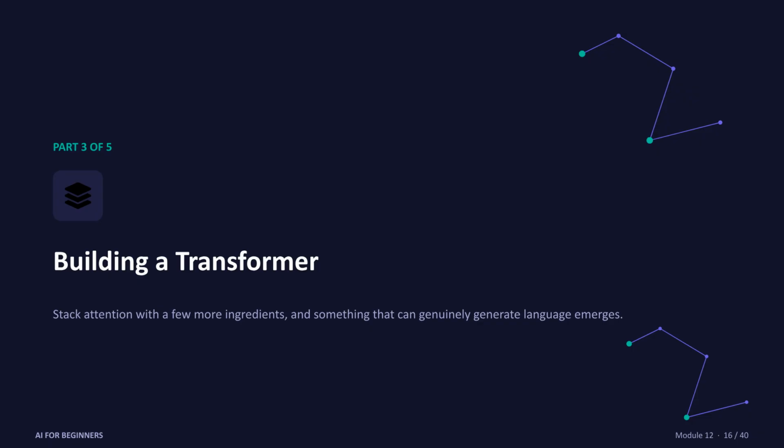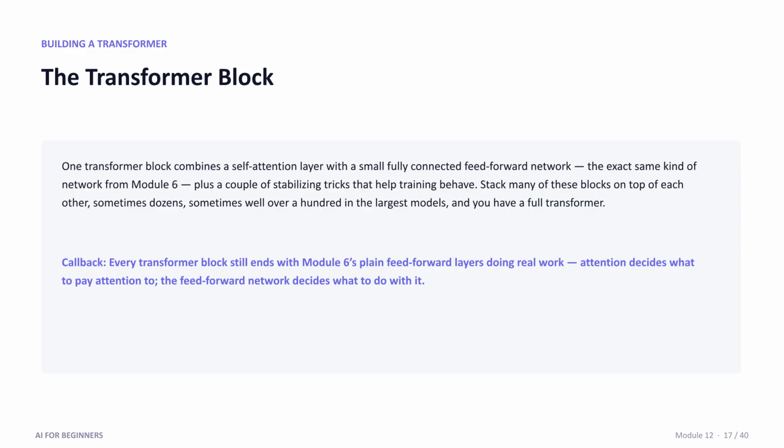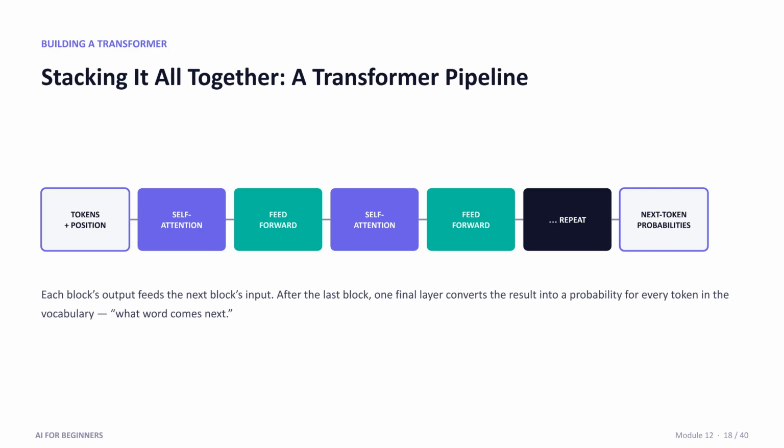Stacking these attention layers with additional components creates the architecture capable of generating human-like language. A transformer block combines self-attention with a feed-forward network and stabilization techniques. Stacking dozens or even hundreds of these blocks allows for the deep processing power seen in the largest modern models. The transformer pipeline takes input tokens and processes them through these blocks. Each block's output becomes the next one's input, finally leading to a layer that predicts the probability of the next word.